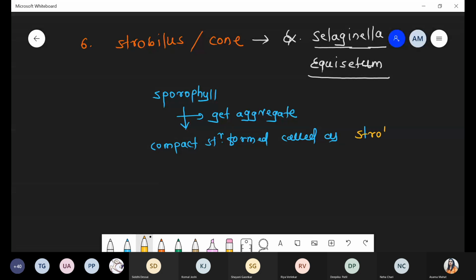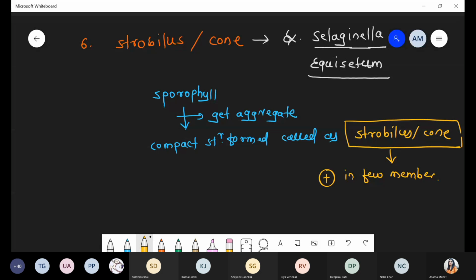It is not present in all pteridophyta. It is present in few members of pteridophyta. And for those few members, we discussed two examples. Number one is Selaginella, and the other one is Equisetum. So strobilus, cone, sporophyll will be present.